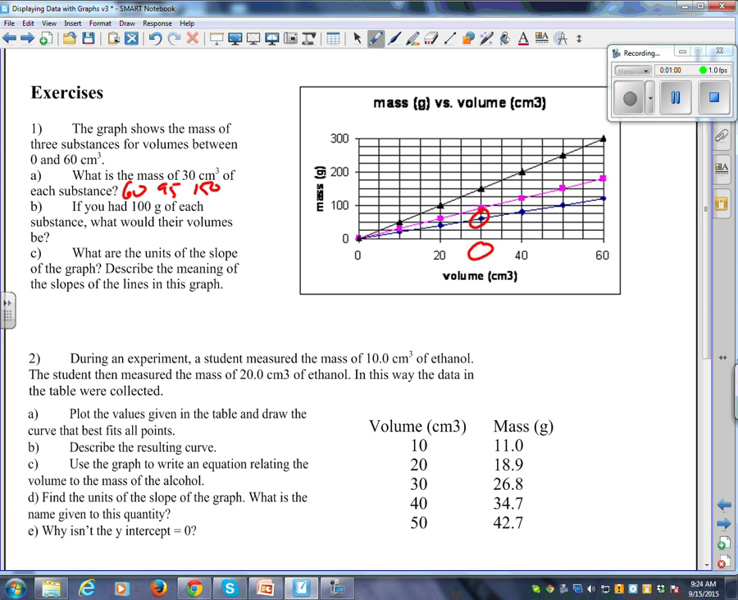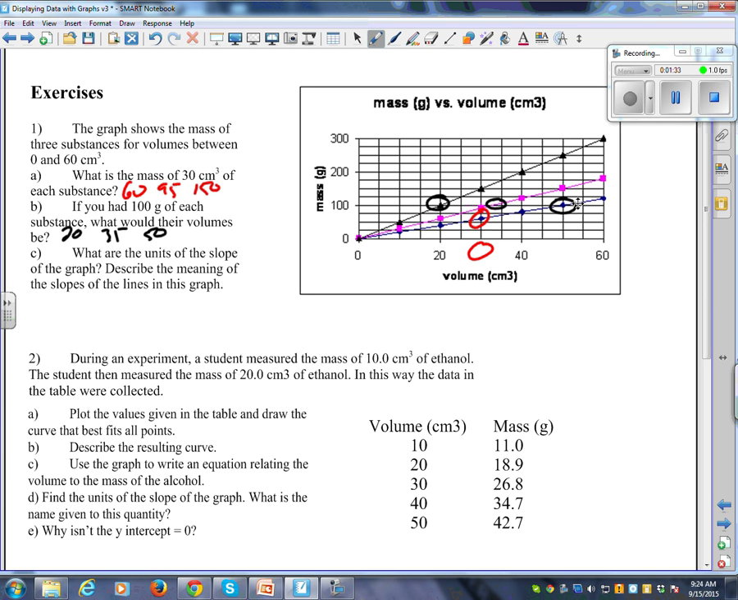If you had 100 grams of each substance, what would their volumes be? You're going to go the other way now, right? 100 grams. So it would be like 20 cubic centimeters, and 35. Yeah, about that, 35. 35 and 50. Is that what you had? Close? Awesome. We're having a good day.